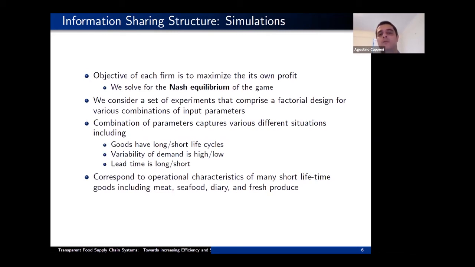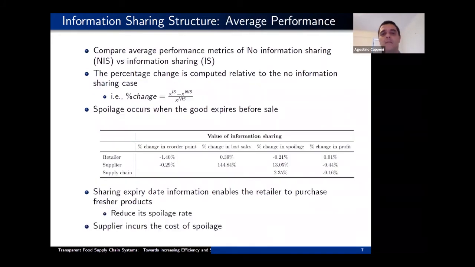And this corresponds to operational characteristics which are typical of many short lifetime goods. For example, if we think about meat or seafood or fresh produce, these are all very sensitive to the expiry. So if you don't deal with these goods soon enough, you will not be able to capture anything out of it. And here are some preliminary results. We looked at average performance metrics. So we did a bunch of Monte Carlo simulations, and we looked at the statistics of these simulations. In particular, the focus is on comparing what happens when there is no information sharing versus what happens when we share information via the blockchain.